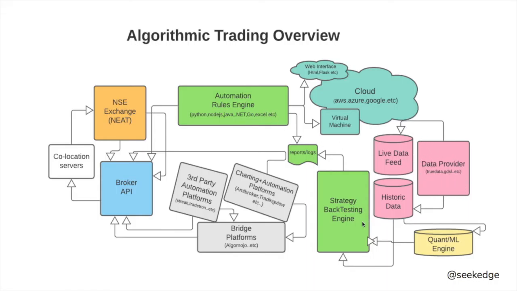So once again, I'm just wrapping up. This is exchange, this is a broker, this is automation engine, this is the backtesting engine, and this is the data provider. Now what else is left? The one that is left is cloud. So cloud, nowadays it's common.